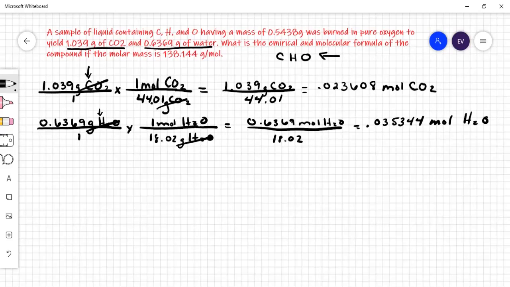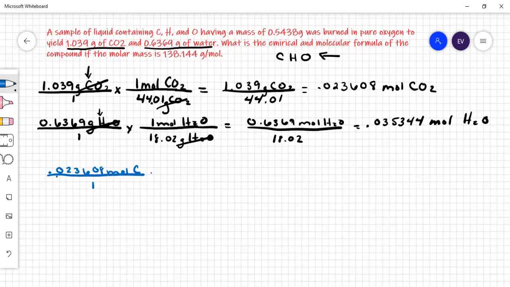So what comes next? Now that we know our moles, I can use each individual compound to determine how many of those moles are carbon, for example. Of the 0.023608 moles of CO2, how many of those are carbon? How many moles of carbon are present? So just to break it up a little bit, we're going to take our 0.023608 moles of carbon.